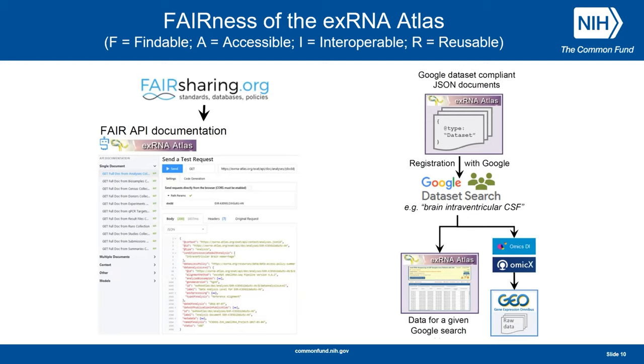What's shown here is a couple of examples where the Atlas is registered in these indexing sites, so fairsharing.org or Google Dataset Search. For example, if you go to those sites you can type in various metadata, you could type in exRNA Atlas or ERCC or some other types of data, and you'll see that the data set will come up. So that's an example of it just being findable. So this is an emphasis for us. We take a very API-centric approach, so that data is not available just through the UI, but also programmatically, and we follow open API standards.